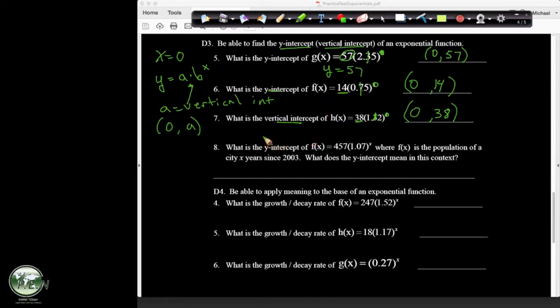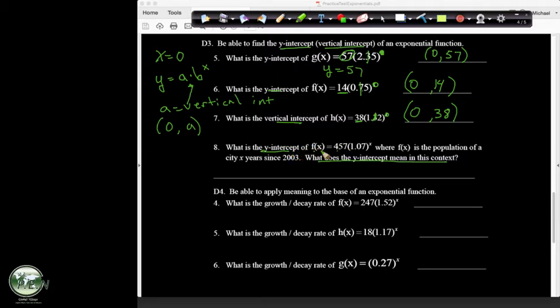Okay. Now this next question, to get full points on it, is basically the same question. What is the y-intercept of this function? However, there's a second part. A lot of people will forget to answer the second part, so you lose half the points. What does the y-intercept mean in this context? We're going to answer that too, because I want you to know what it means.